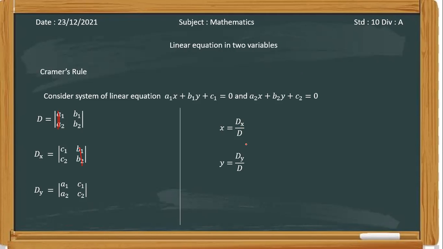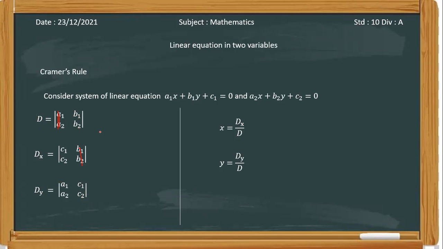The next step will be to find the value of y. We are going to divide the determinant of y by the determinant of the whole equations. So this is Cramer's rule. We first find the normal determinant of the coefficients. In the second step, we substitute the constants in place of the x coefficients. In the third step, we substitute the constants in place of the y coefficients. And for finding the values of x and y, we divide the determinant of x and the determinant of y by this determinant. Okay, so this is Cramer's rule.